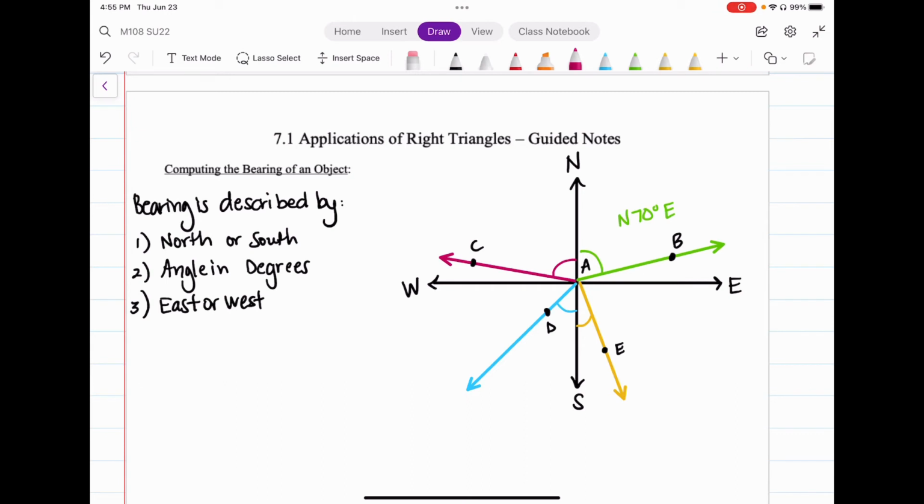Ray AC, that angle is described by north, again, because we're talking about positive y, and the angle would be about, let's say, 72 degrees. It's a little bit larger than the first angle, and then it's heading west.